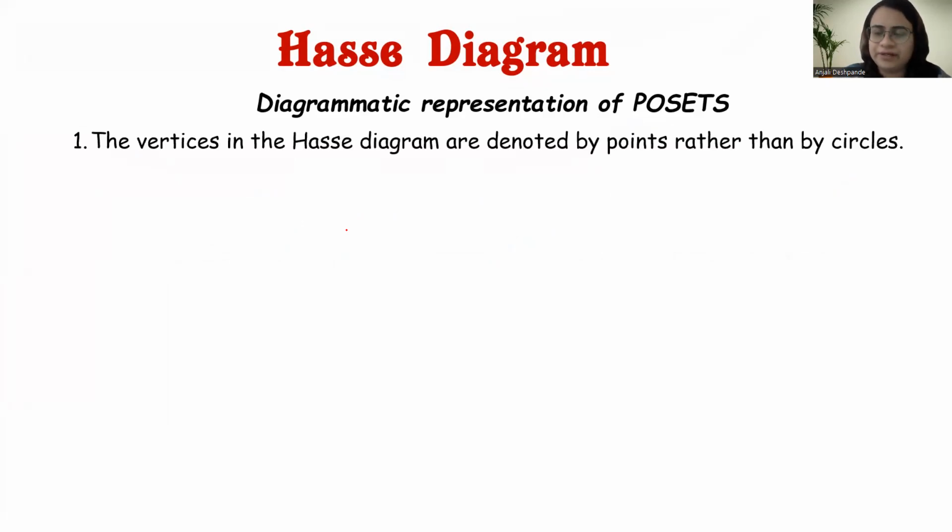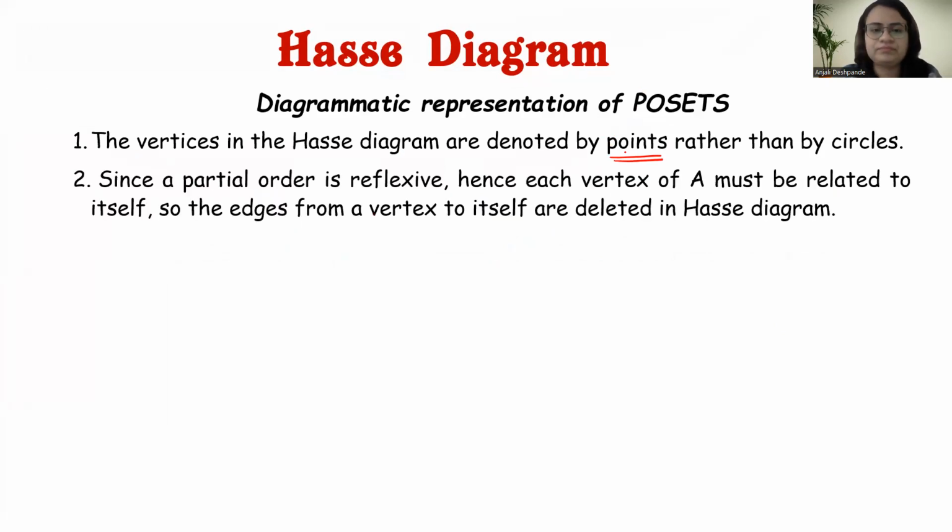First point is that the vertices in the Hasse diagram are denoted by points rather than circles. Since a partial order is reflexive, each vertex of A must be related to itself. Hence, the edges from a vertex to itself are deleted in the Hasse diagram. That means self loops are removed.